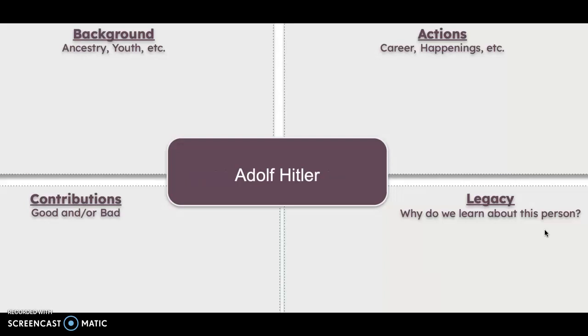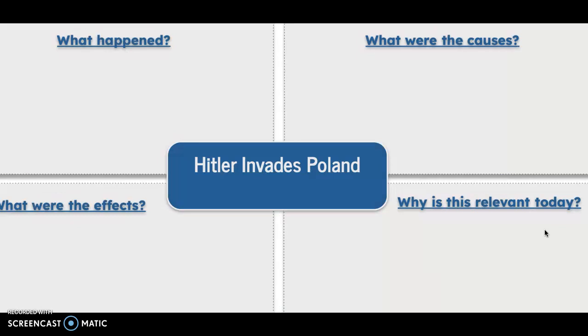So yeah, I basically have this for like these two are for FDR and Adolf Hitler, getting to know the people, and then now they're gonna take what they learned from the videos and basically explain what they know about the key events, what happened, what were the causes, what were the effects, why is this relevant today. These are all important questions that students need to understand when learning about history, and I think this is a really great way to display that knowledge.